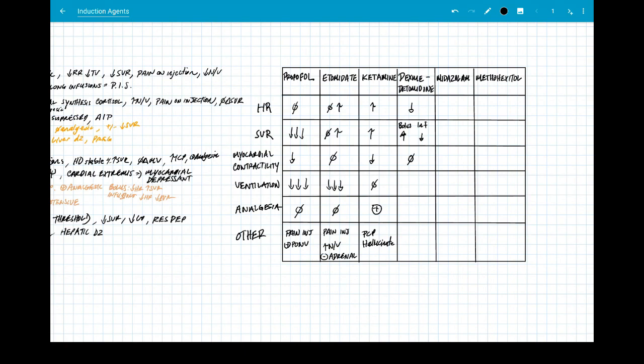No change in myocardial contractility. Spontaneous ventilation is maintained. It has analgesic properties. And the other thing to remember is its unique mechanism of action of alpha-2 agonism, similar to clonidine. Midazolam, typically no change in your heart rate, plus or minus a decrease in your SVR. No change in myocardial contractility. Your ventilation is reduced, but not as much as propofol or etomidate. It has no analgesic properties, and use caution in liver disease.